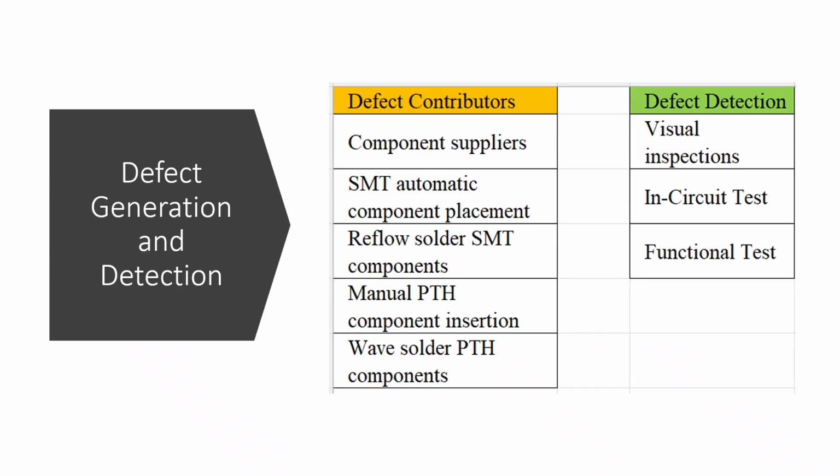Defect contributors are defective components coming from suppliers and defects from the 4 process steps. SMT, surface mount technology, automatic component placement. Reflow solder of these components. Manual PTH, pin through hole, component insertion. Wave soldering of PTH components. Defects are detected on several visual inspections along the process, by ICT, in-circuit test, at the end of the assembly process, and by the final functional test.